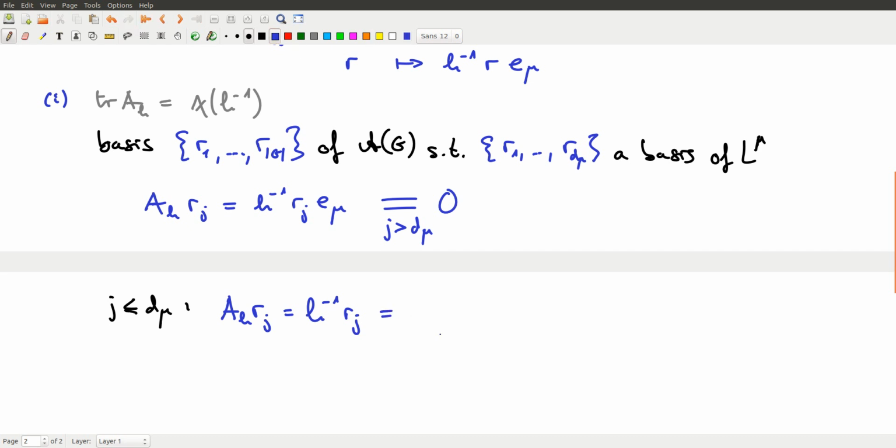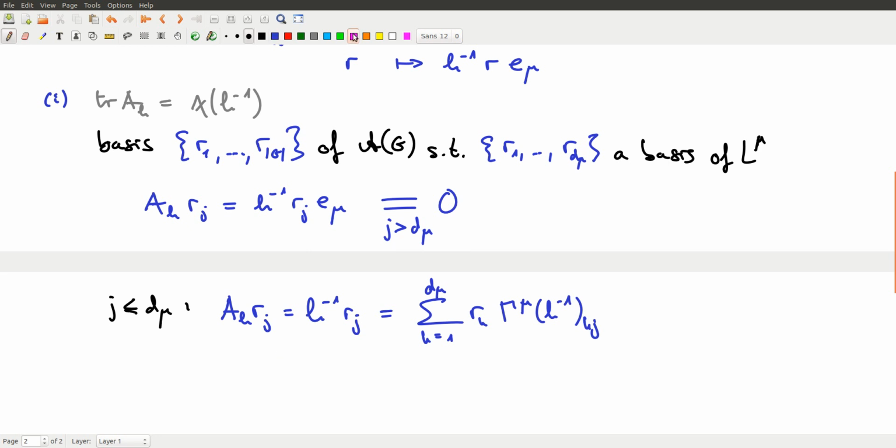So we get a linear combination of the first few of these vectors, just these here, and the coefficients are just the matrix elements of our irrep. So let's say sum k from 1 to d mu, R_k, gamma mu of H inverse, because we're multiplying with H inverse here, matrix element kj.